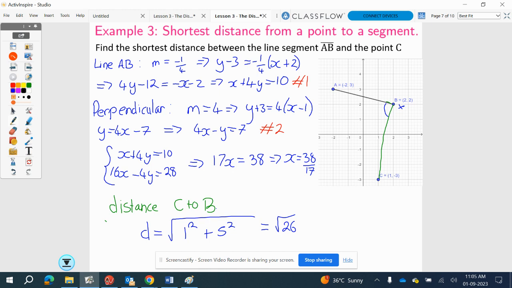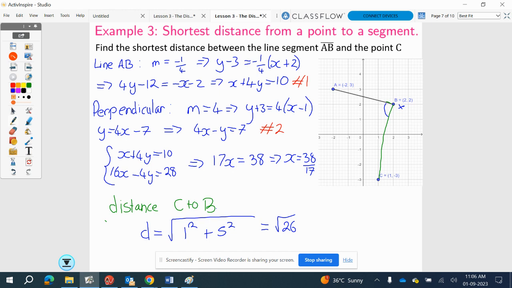Because you've got three basic problems here. When you're looking for the distance from a point to a line segment, you're either going to draw the perpendicular line and it crosses at B, that's the right angle, or you draw the perpendicular line and it misses, that's the obtuse angle. So one of those three.